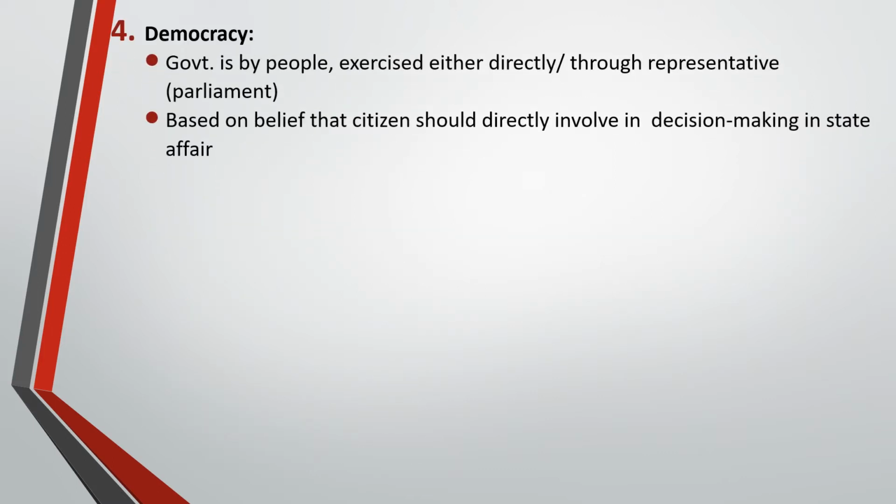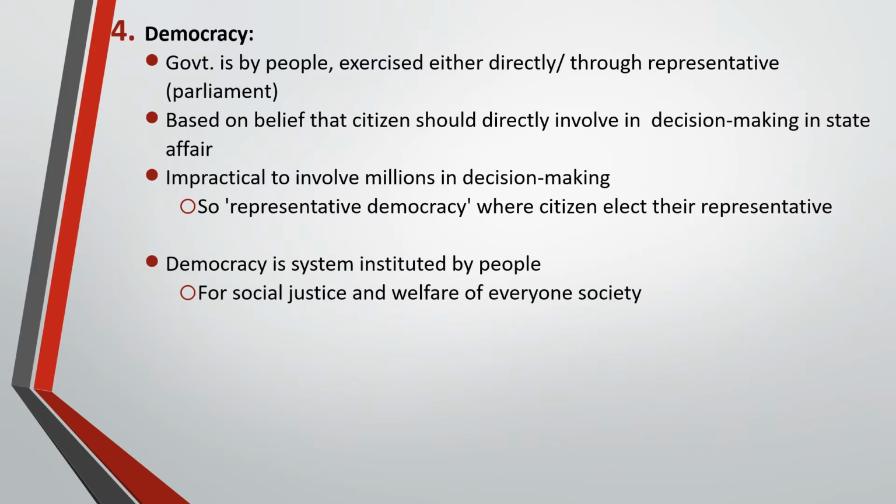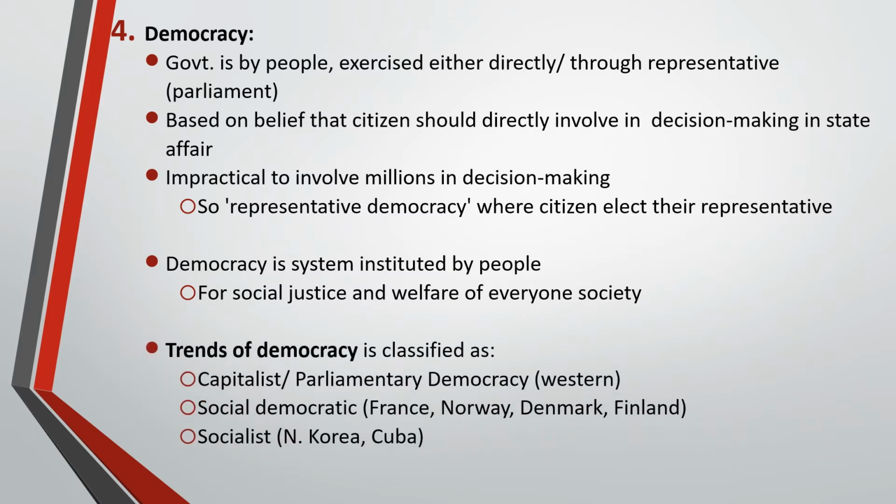So talking about democracy, the government by the people is exercised directly or through representatives in parliament. It is based on the belief that citizens should be directly involved in decision making in state affairs. It is impractical to involve millions of people in decision making, so representative democracy is used, where citizens elect their representatives. The democratic system is instituted by the people for the social justice and welfare of everyone in society.